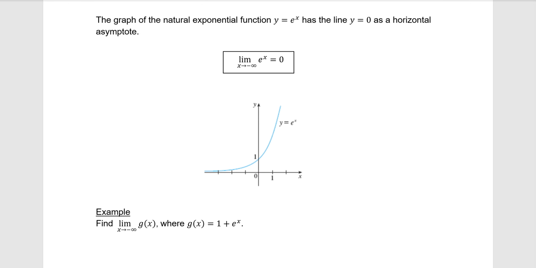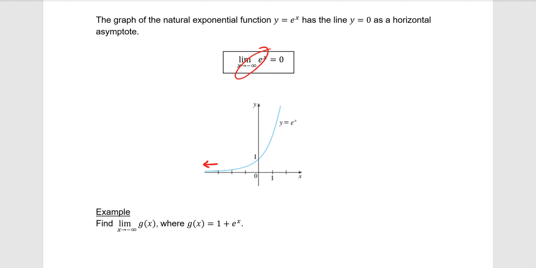Okay, the next thing we got here is the graph of the natural exponential function y equals e to the x. We know it has a horizontal asymptote at y equals 0, and the important thing is boxed in. The limit as x goes to negative infinity of e to the x equals 0. So it's obvious when we have the graph, right? Because we can just say as x goes to negative infinity, clearly that function is approaching that horizontal asymptote at y equals 0.